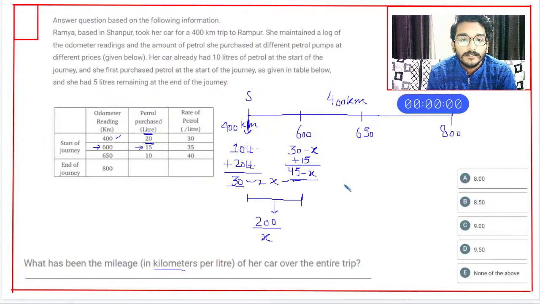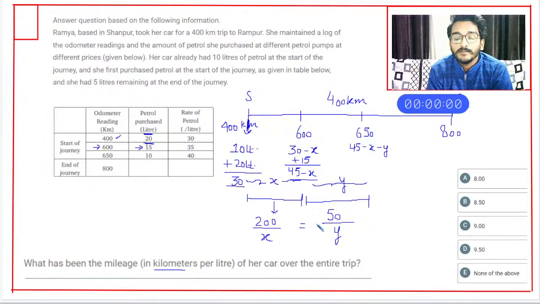This is the total capacity right now. And let's assume again that for the next checkpoint, she has exhausted Y liters. So the remaining is this much. But what is the mileage for this particular part? It is 50 kilometers that have been traveled. 50 kilometers she has traveled with the Y liters. So this is the mileage, and mileage must be the same. So this is the first relation between X and Y.